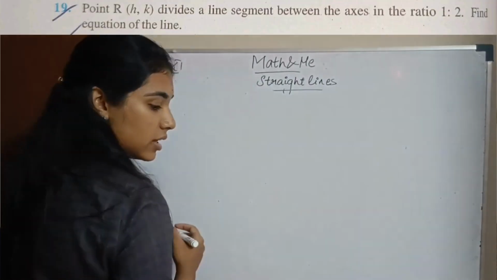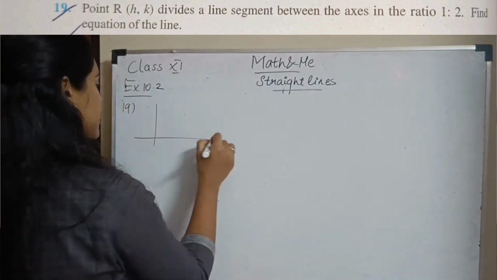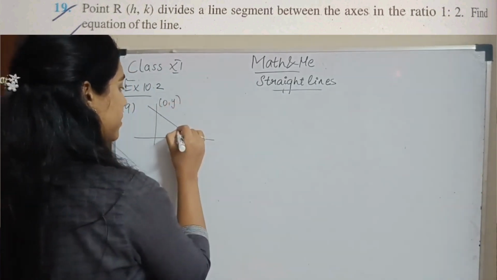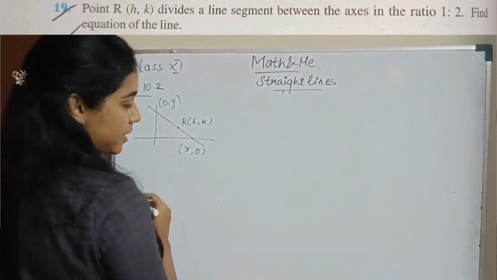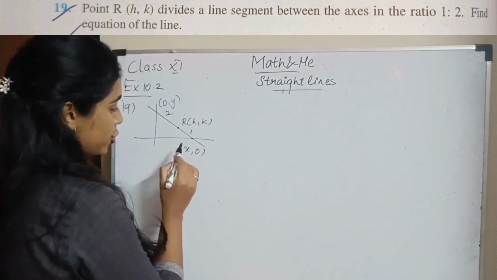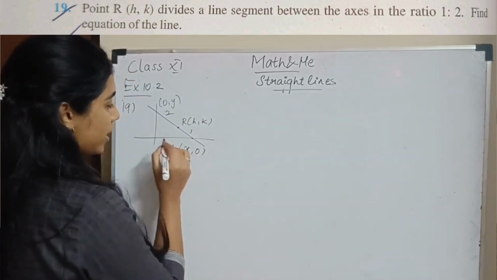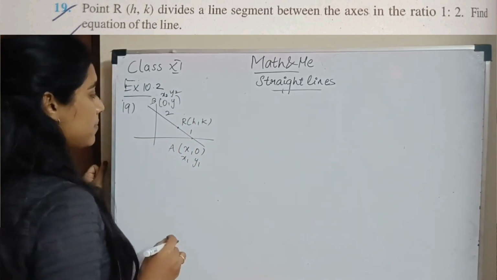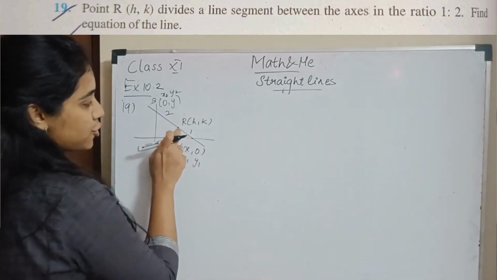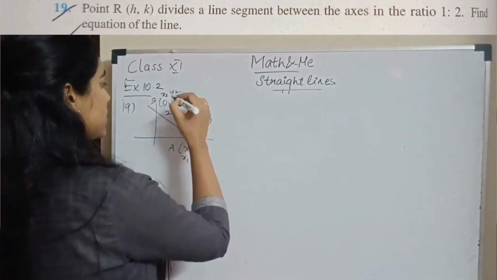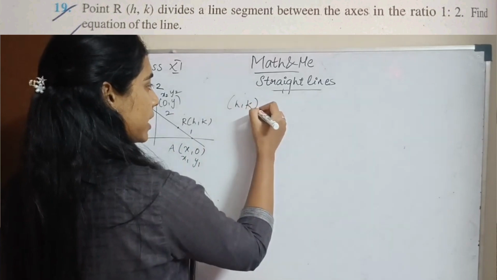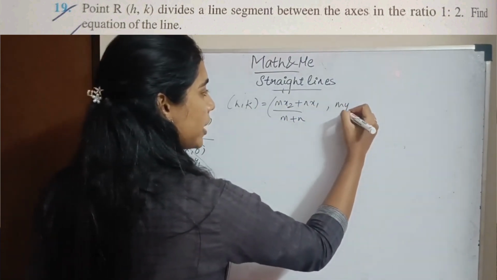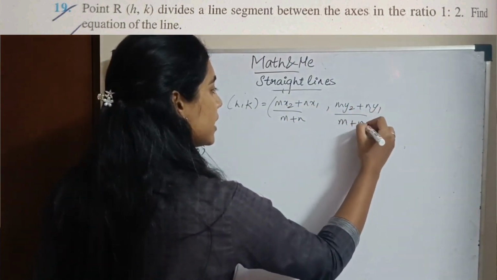So question number 19. What do we have? Point R (h comma k) divides the line segment between the axes. So you have the axes. You have x comma 0 and 0 comma y. You have the point R which divides the line segment in the ratio 1:2. You always go from x-axis to y-axis. So this is your A, this is your B, this is your x1, y1 and this is your x2, y2. Okay. So they have given that R divides the line segment in the ratio 1:2. Find the equation of the line. Okay. So what do we do? The point h comma k equals mx2 plus nx1 divided by m plus n comma my2 plus ny1 divided by m plus n.